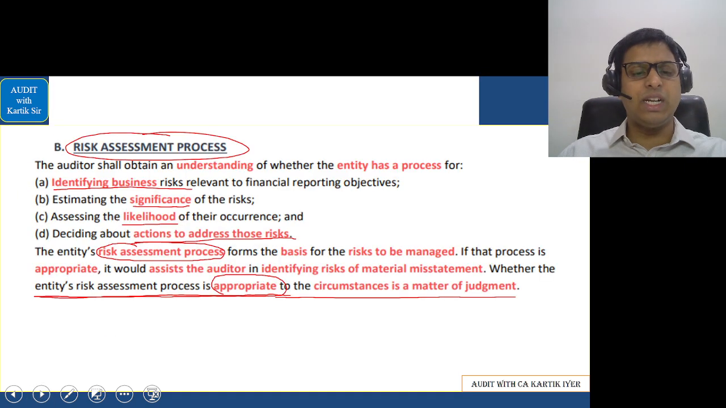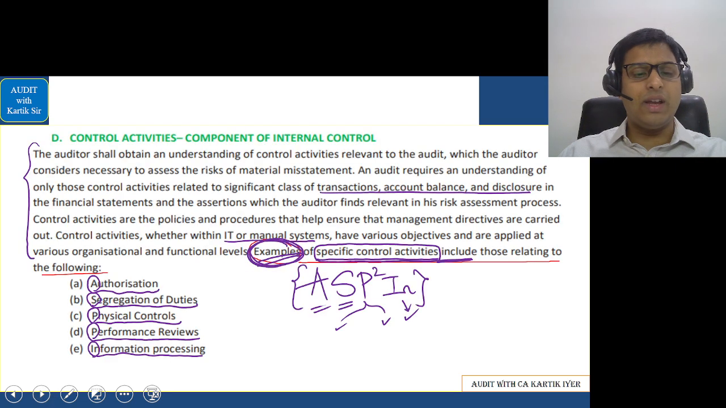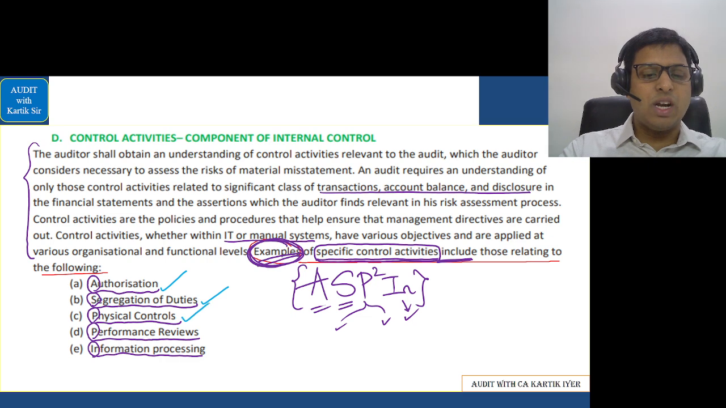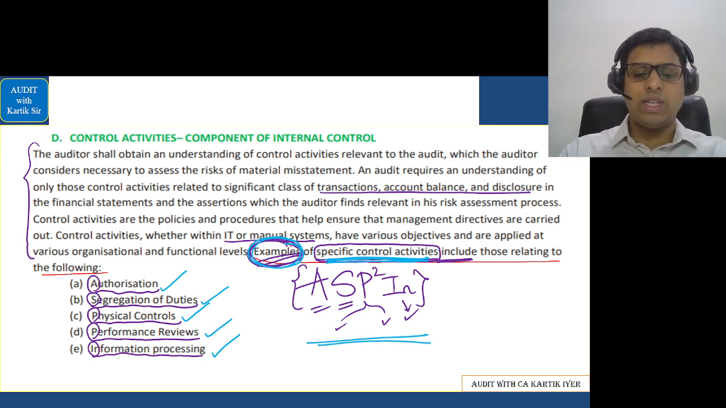Because it's a recently made code, it is possible that you may not have written it. See, ASPIN. So you have authorization, segregation of duties, physical controls. Correct. You also have performance reviews, and finally you have information processing. These are the examples of specific control activities. Remember regarding this part, ASPIN. That is basically this code is written here. You can check ASPIN.